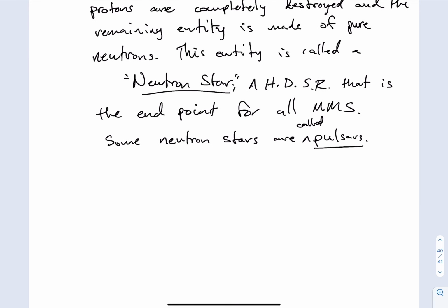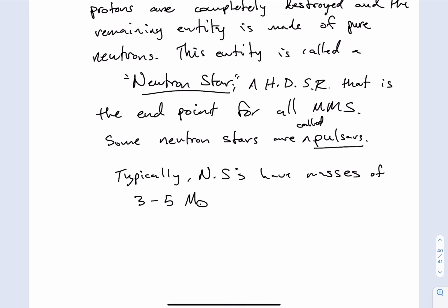Anyway, it's interesting to know that a neutron star is typically the mass of three to five of our suns. So typically, neutron stars have masses of 3 to 5 solar masses. But diameters of approximately 6 miles. That means if you set a neutron star in the middle of Detroit, the diameter of a neutron star is approximately the distance of downtown Dearborn to downtown Detroit. It would fit in between Dearborn and Detroit if you plopped a neutron star on 94.